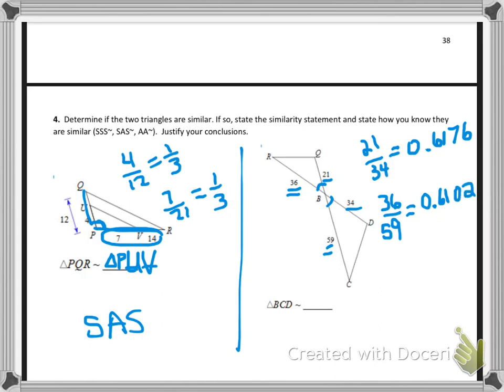0.6102. So again, if you guys are just rounding to 1 or 2 decimal places, you'd say, oh, that's equal to 0.61. Oh, the ratio is the same, they're similar. But they're not, because this is not the same as this. You can only say that they're similar if you get exactly the same simplified fraction. So we cannot say that they're similar.